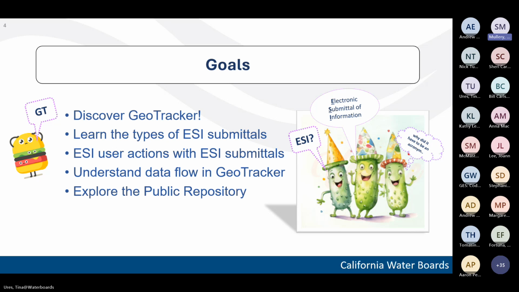And remember, ESI is the electronic submittal of information. And you will hear throughout today's webinar, Steve and I using this interchangeably. And of course, there will be more. But don't worry, we'll share a handful of resources at the end of the webinar that provides more information for you to refer back to. Another common one we'll use throughout today is GT or GeoTracker. Now I'm going to hand it over to Stephen to dive into GeoTracker basics.